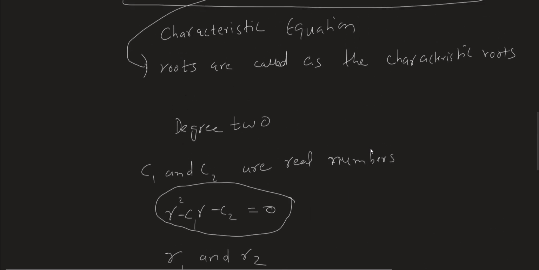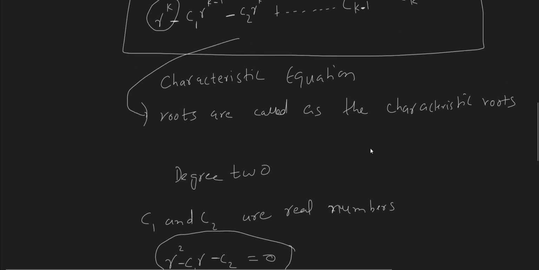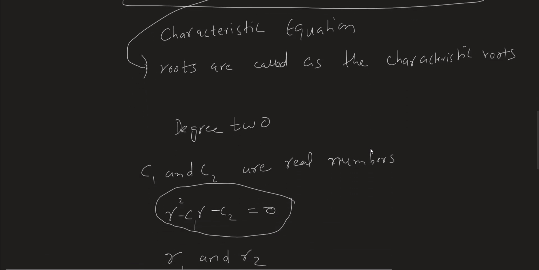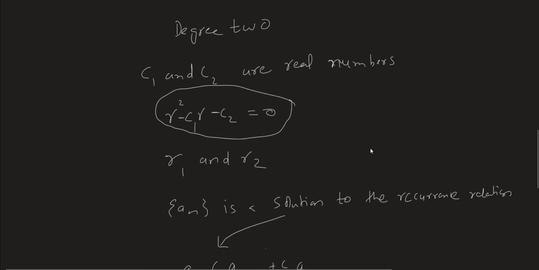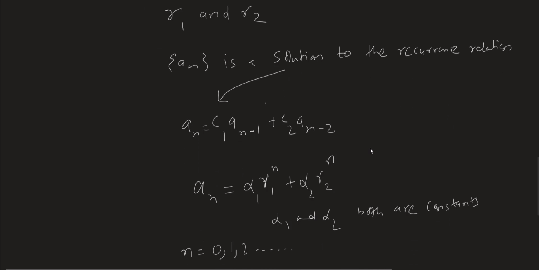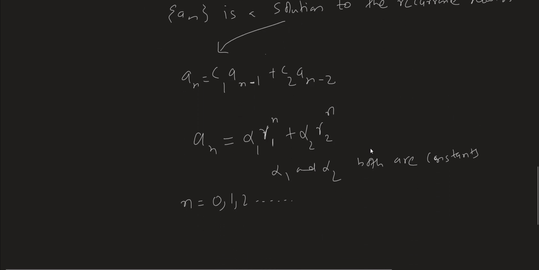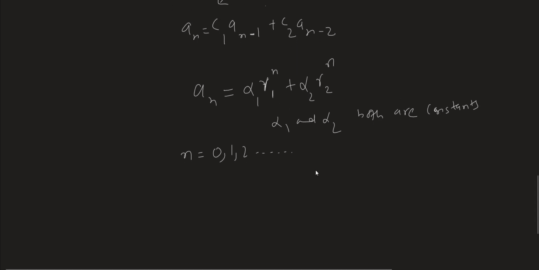Now that we know the general representation of the characteristic equation and the recurrence relation, and if r^n is the solution to that, then we know that a_n is a solution to the recurrence relation only if a_n is equal to alpha 1 times r1 raised to the power n plus alpha 2 times r2 raised to the power n. Now this will be clear with an example.